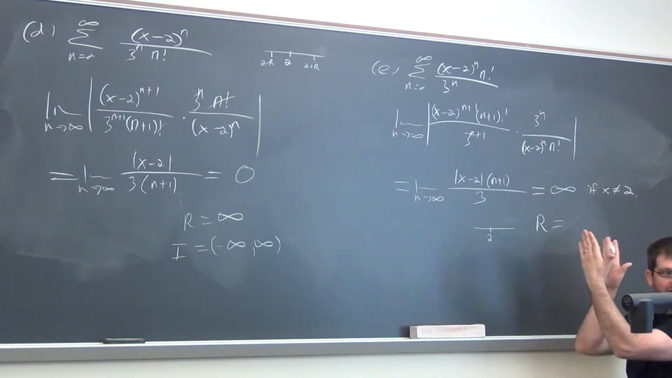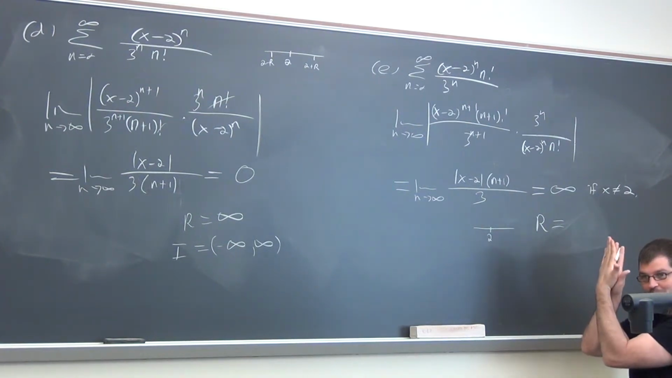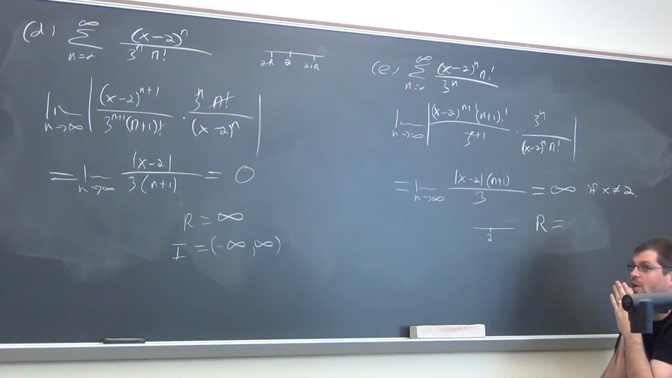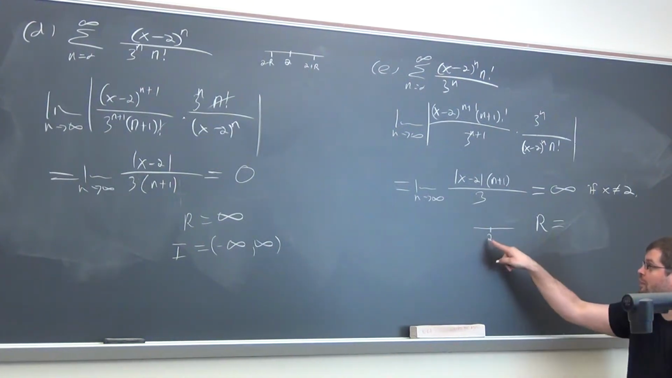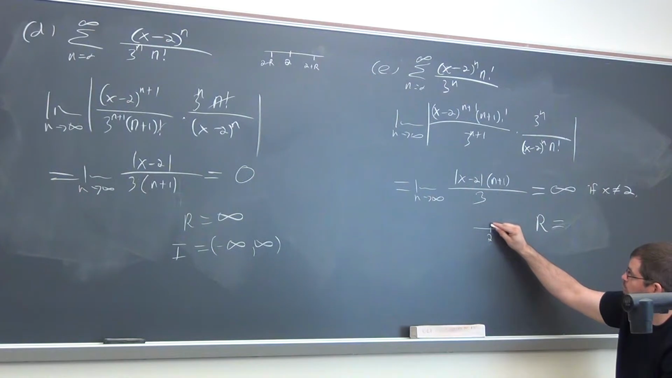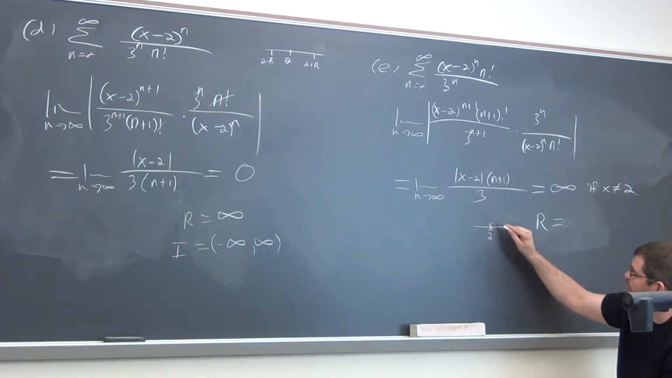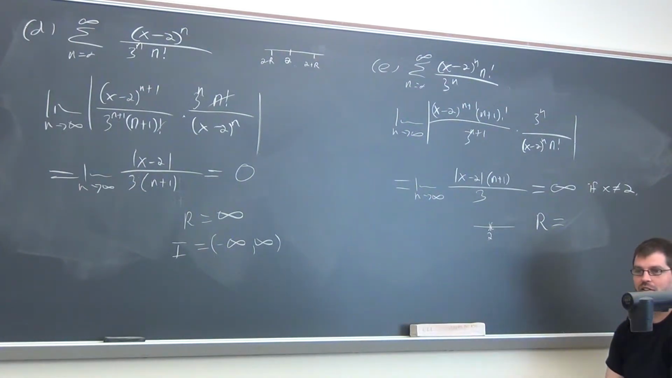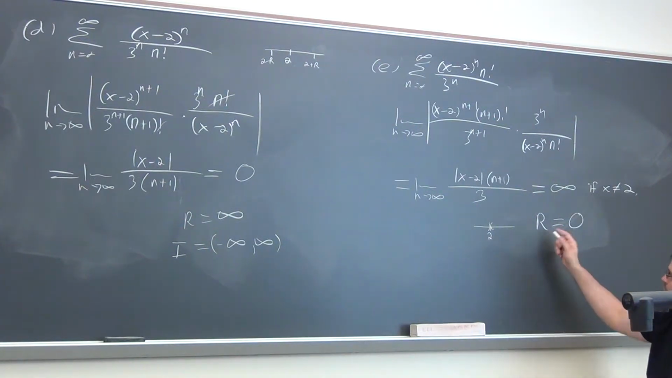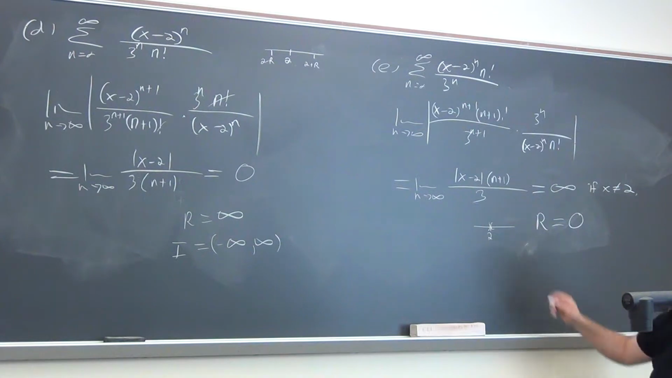How big is the radius? Negative infinity to, or 2 to infinity. No. It only converges at 2. This is the only place it converges. It diverges everywhere outside of there. The radius is 0. There's no place it converges. And then there is no interval of convergence. I won't even bother writing it down, right?